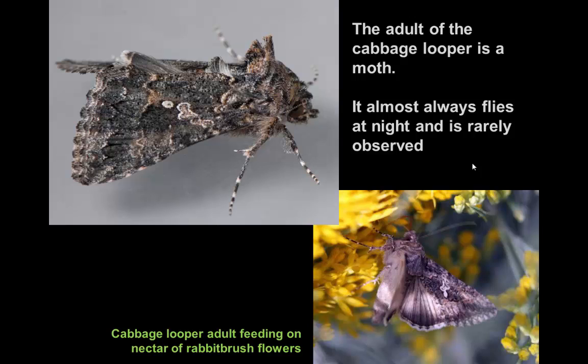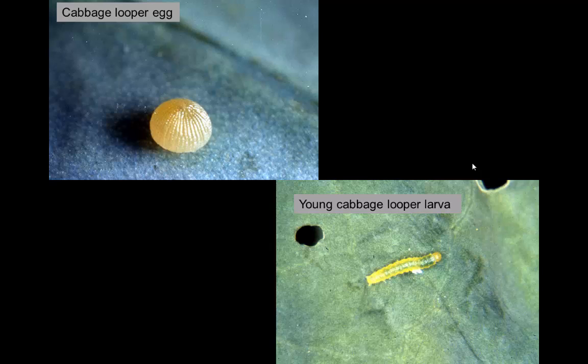The adult of the cabbage looper is a moth, and moths, unlike butterflies, fly at night almost always. So it is rarely observed, although we might see it sometimes late in the day, nectar feeding. In the case in the lower right, there's one that's feeding on nectar from rabbit brush in late summer. But normally they're going to be flying at night. You're not going to see the adult stage.